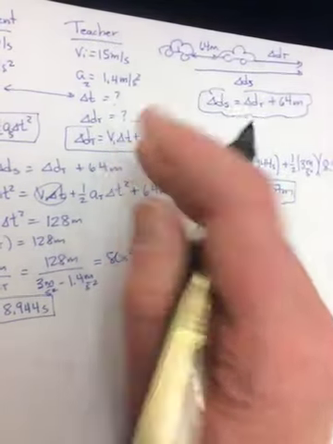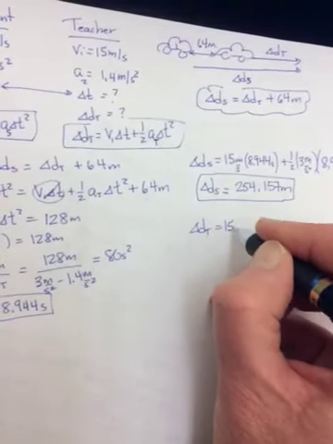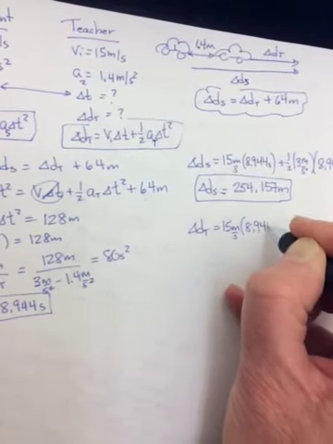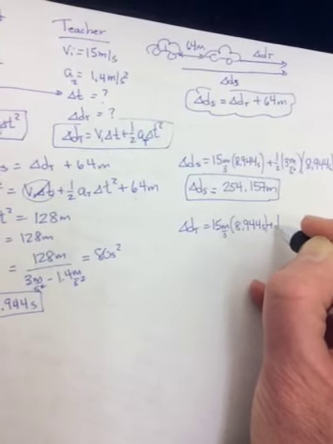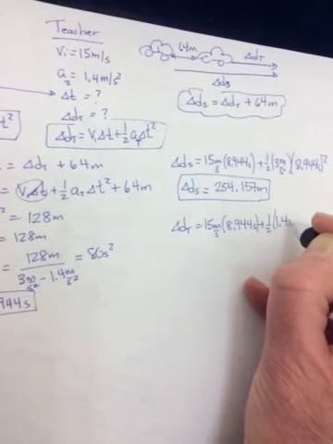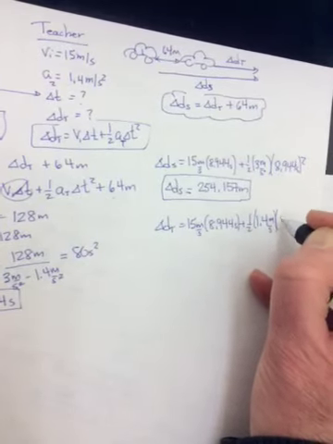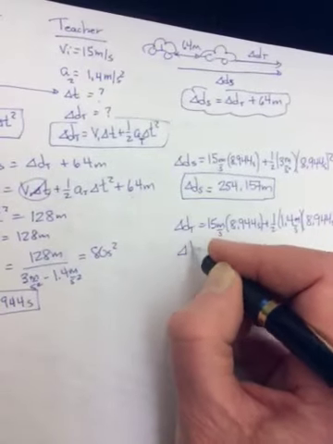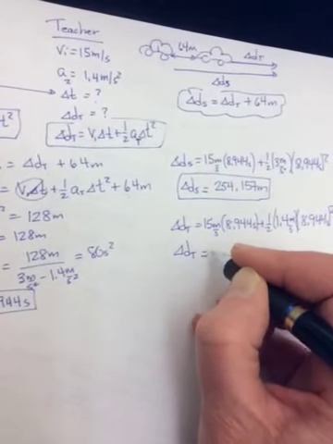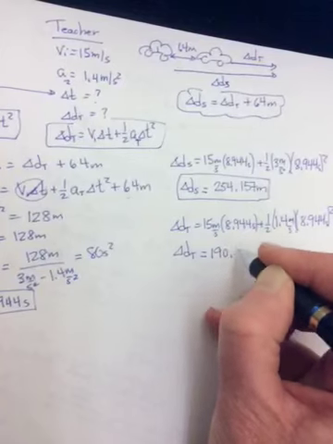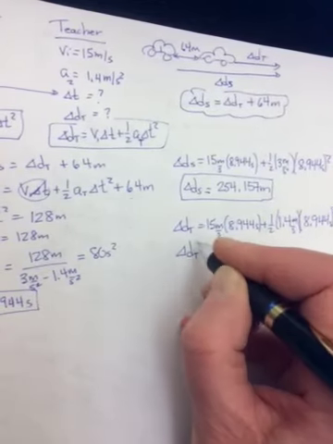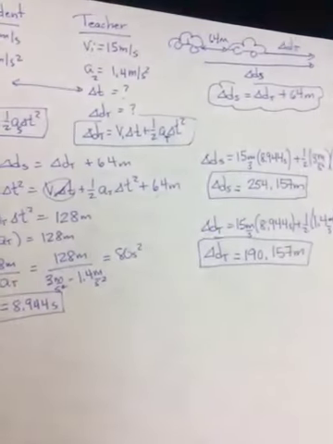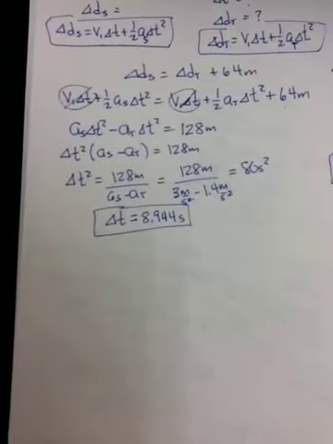Delta D of the teacher, filling it into this one, and I'm not rewriting the equation just because I'm trying to save time here. So 15 times 8.44 meters per second plus 1/2, the acceleration this time is only 1.4, times 8.944 seconds. Don't forget to square it. Delta D of the teacher is equal to 190.157 meters. You can now get up and do a happy dance around your room because they are 64 meters apart, which means you did it right.